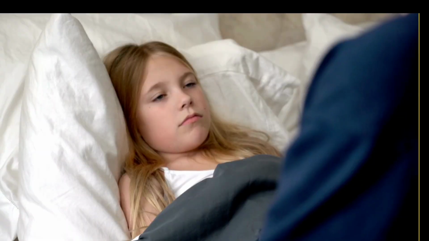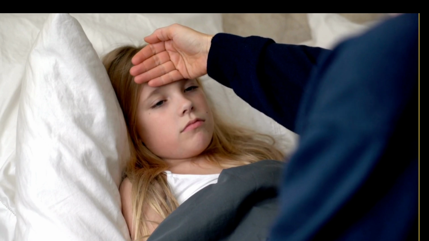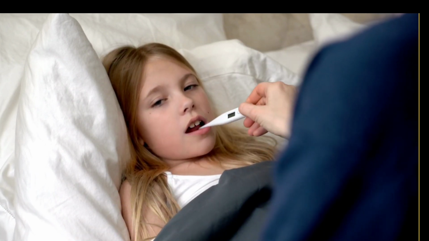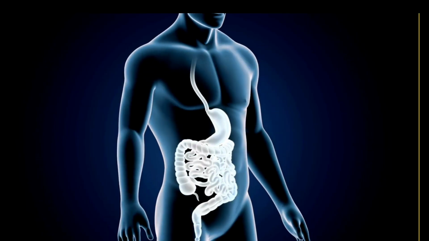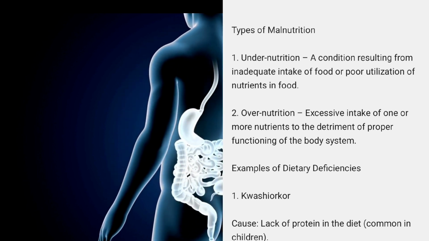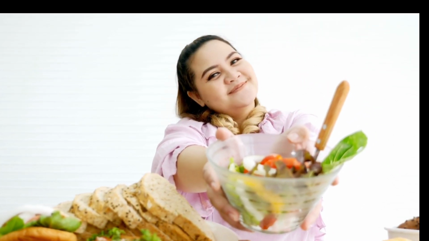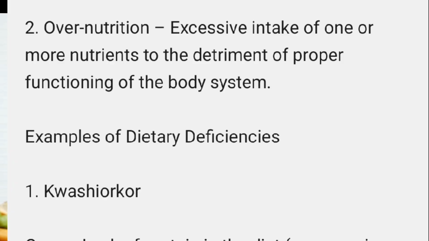Now, what is malnutrition? Malnutrition means an imbalance in nutrient intake due to the consumption of too little or too much of one or many nutrients. Types of malnutrition. We have number one, undernutrition, a condition resulting from inadequate intake of food or poor utilization of nutrients in food. Number two, overnutrition, excessive intake of one or more nutrients to the detriment of proper functioning of the body system.